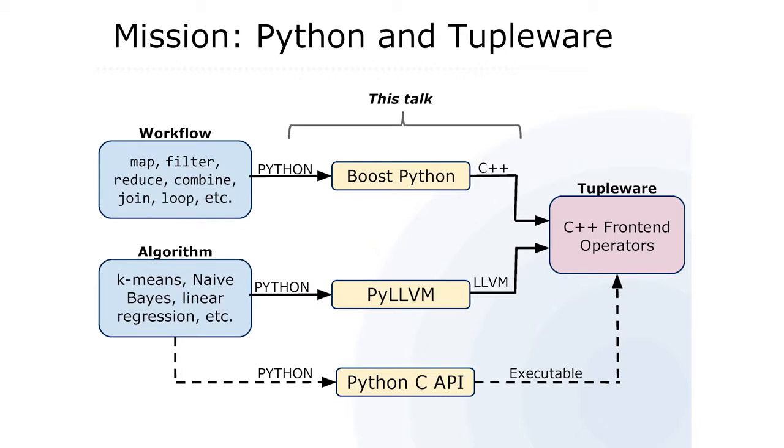The blue boxes are what the user supplies, which would be a workflow and an algorithm. The yellow boxes are what I worked on. The first box is that we need to be able to call our backend operators from Tupperware from Python. For this we used Boost Python to make bindings, which was pretty straightforward since we were already using Boost for a lot of the Tupperware project. Second is PyLLVM, which actually takes the user-defined function and puts it into LLVM IR. And lastly, we use the Python C API as a backup method since there are so many Python features and we didn't want to limit our user by what we had already implemented.